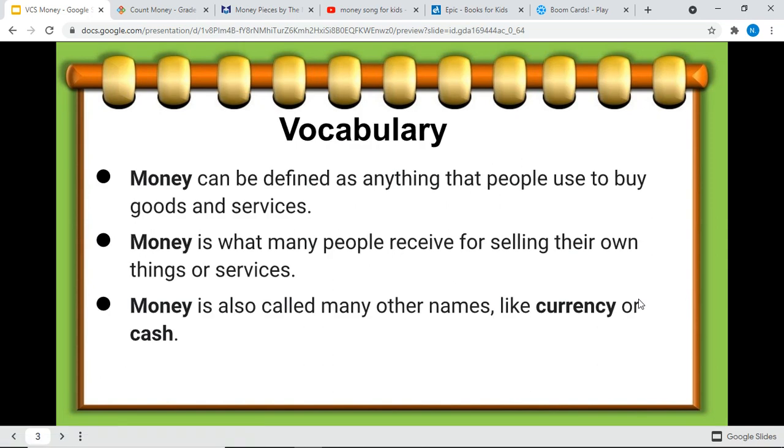Vocabulary. Money can be defined as anything that people use to buy goods and services. Money is what many people receive for selling their own things or services. Money is also called many other things like currency or cash.